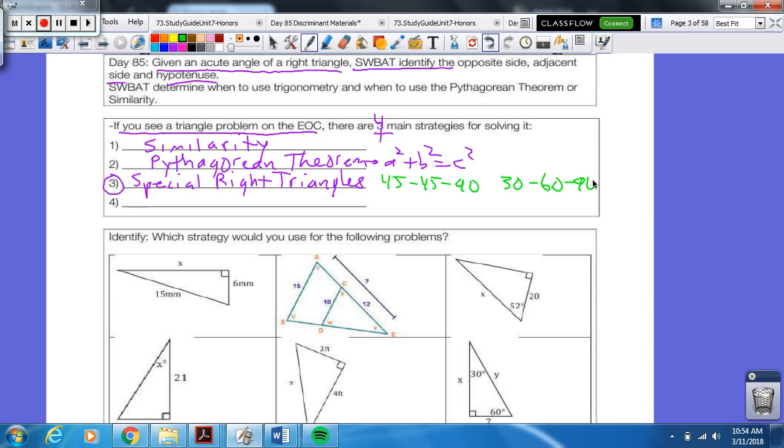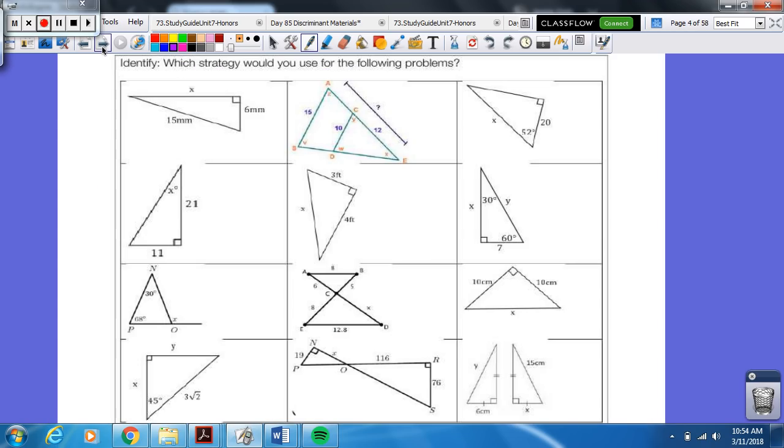Alright, what we got now? The new one is going to be trigonometry, and that's going to be our famous SOHCAHTOA. You may not know what that means right now, but you will very shortly. That is a very famous saying that you're going to learn pretty soon. Okay, so first, let's take a look at this. We got four strategies. What strategy would you use to solve the following problems?